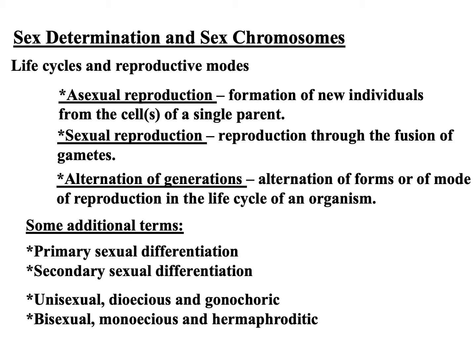The first definition, or reproductive mode, deals with asexual reproduction. This is a formation of a new individual from cells of a single parent. In asexual reproduction, there is no fertilization of gametes that takes place. Typically, asexual reproduction occurs via mitosis, and what happens as a result is that this produces genetically identical individuals.